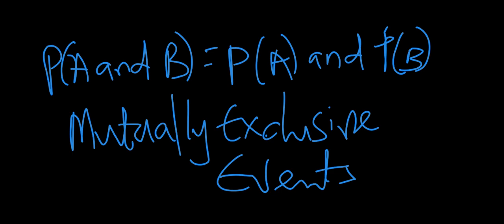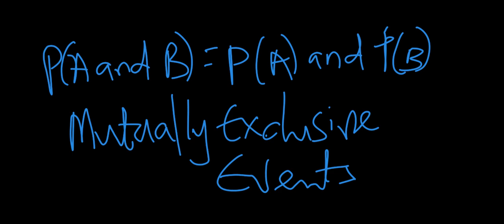Another example is the probability of me tossing a coin and rolling a die. The probability of me getting a head on the coin is not dependent on the probability of me, let's say, getting a 5 or a 6 on the die. So we can say that these events are mutually exclusive.